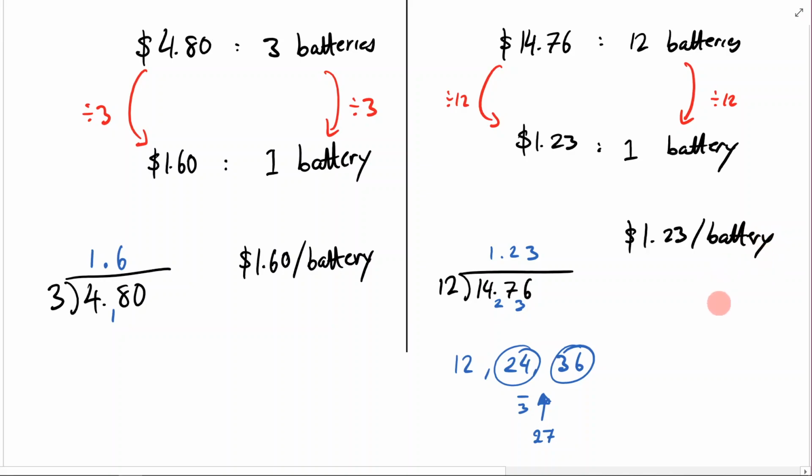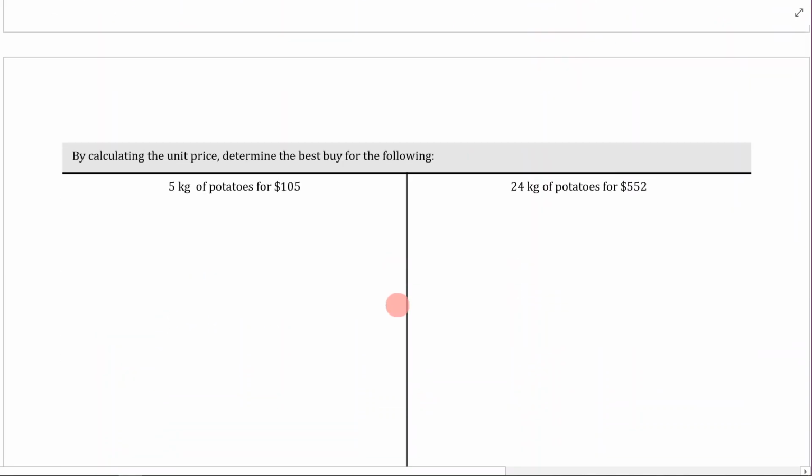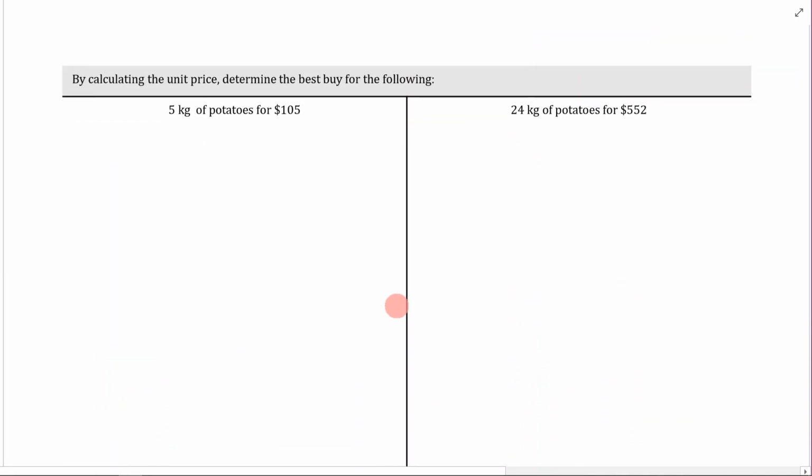All right, so which is now the cheaper price? Is it $1.60 for a battery, or is it $1.23 for a battery? Well, obviously, $1.23 is less than $1.60. So my best buy is going to be this one because it's a smaller number. Let's keep on going. You might like to pause this video and see if you can do it yourself, or otherwise you can just follow along with me.